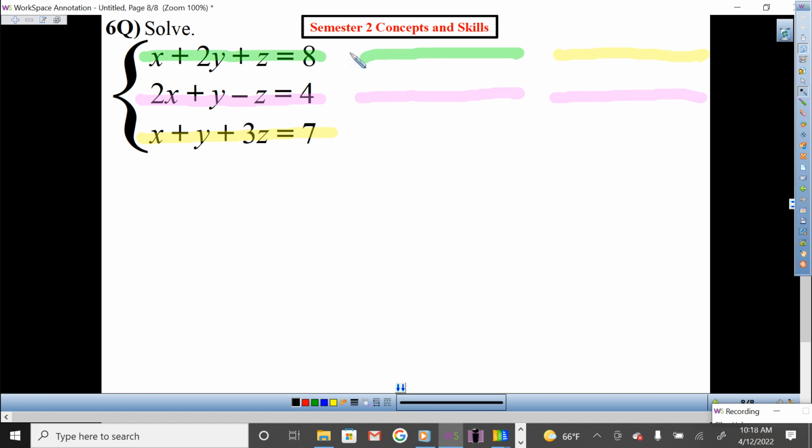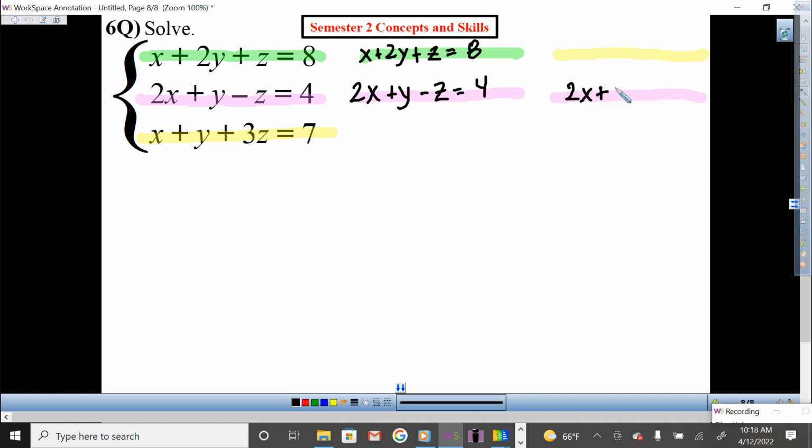I'm going to use black. I'm going to rewrite this one here. x plus 2y plus z equals 8. And right below it, 2x plus y minus z equals 4. So this one again here, 2x plus y minus z equals 4. And the yellow one is x plus y plus 3z equals 7.